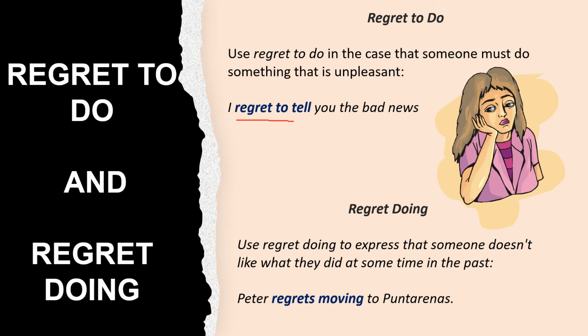Regret doing means that you are going to express that someone doesn't like what they did in the past because it was not a good decision or maybe it was not the perfect situation. So for example, we have Peter regrets moving to Punta Arenas. That means that Peter doesn't want to live there anymore, and he has a specific reason why.